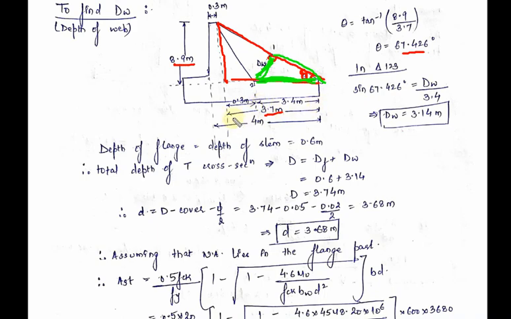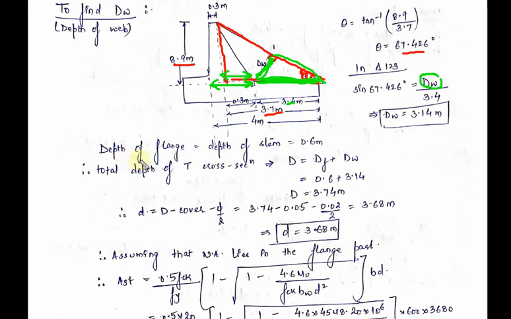Hypotenuse we know. This is 3.7 and the total width of the stem at the base is 0.3 meters. So if I subtract 0.3 from 3.7, I will get the base or the hypotenuse of this triangle, that is 3.4. So if I apply sine theta in this triangle, I will get the value of dW, which will come out to be 3.14 meters.